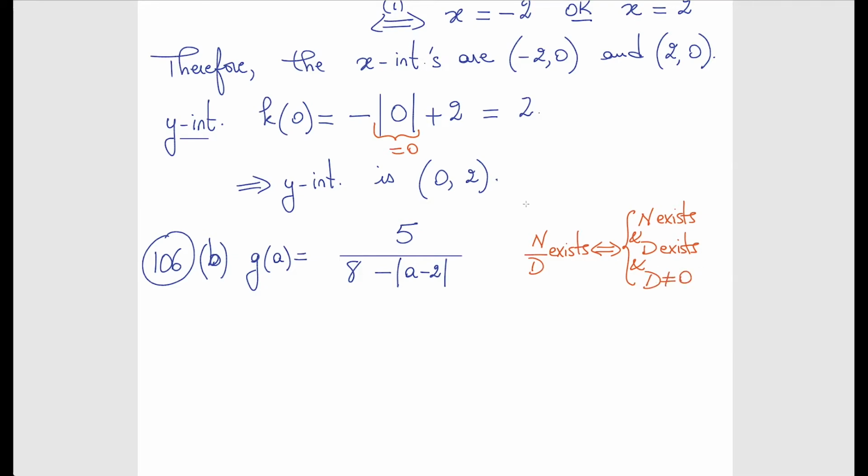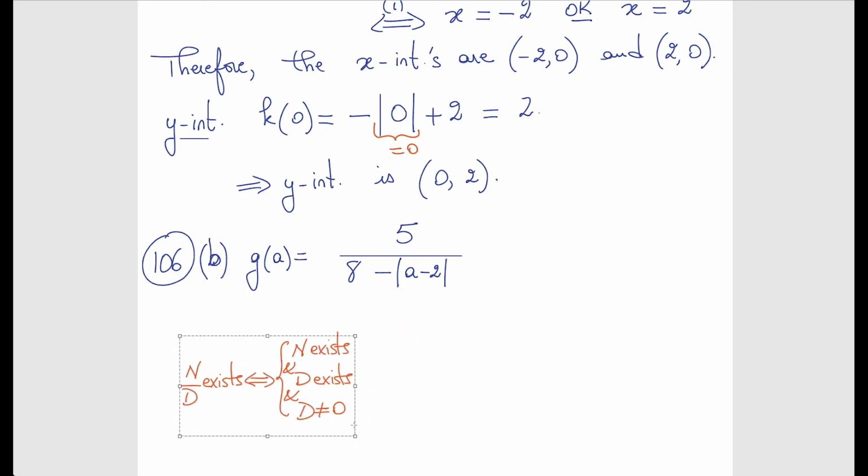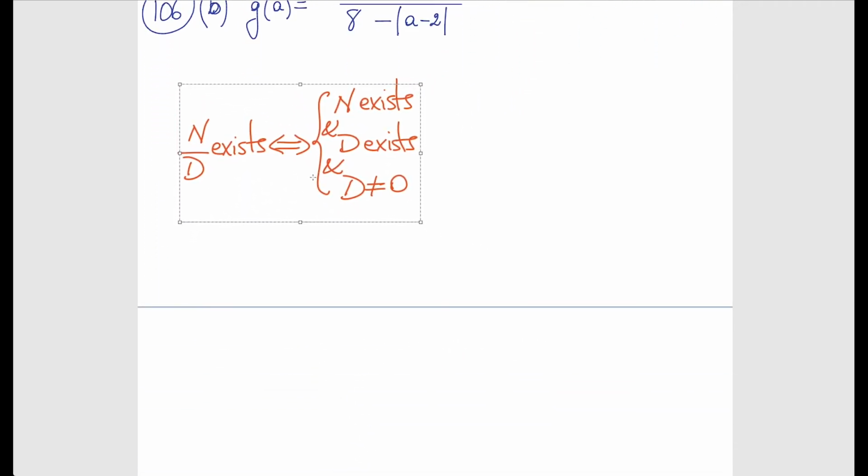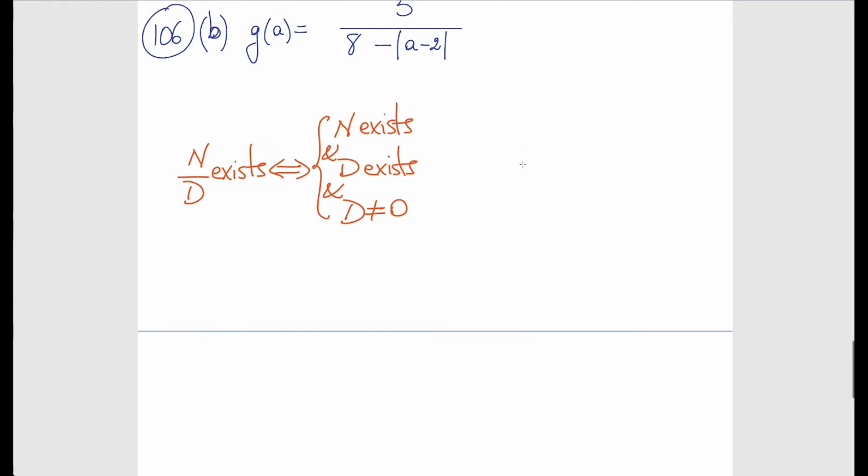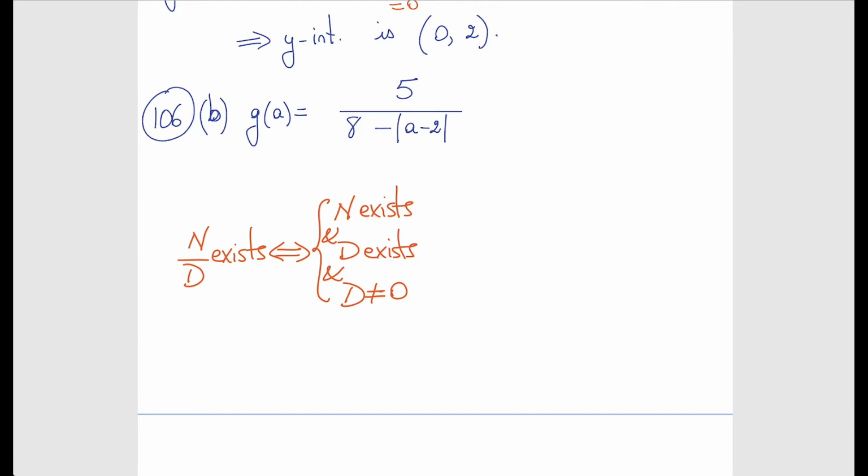Okay, so these are the three conditions that allow a quotient to be meaningful. All right, so who's n and who's d in the context of 106? N is the 5, and d is this guy downstairs, right? That's d. Okay, so in this context, when does the quotient exist? Well, it exists precisely when these three happen.